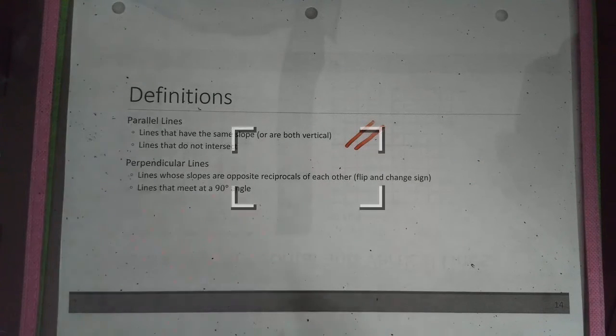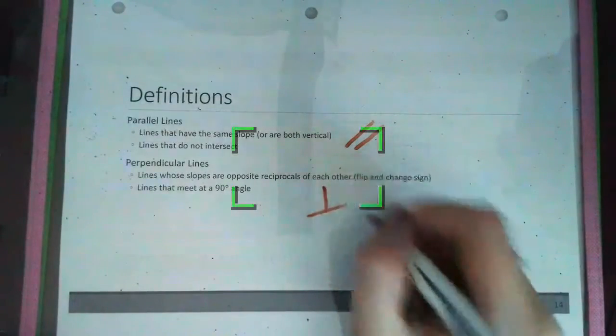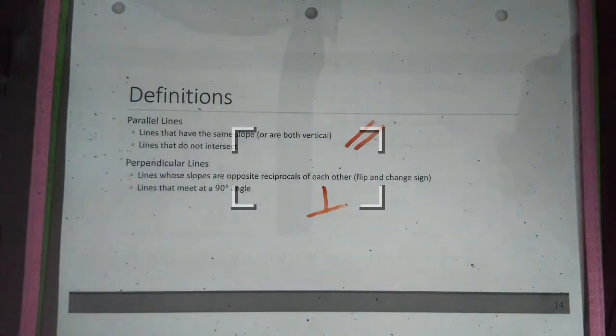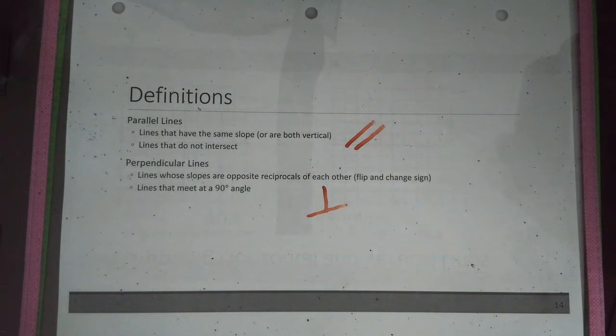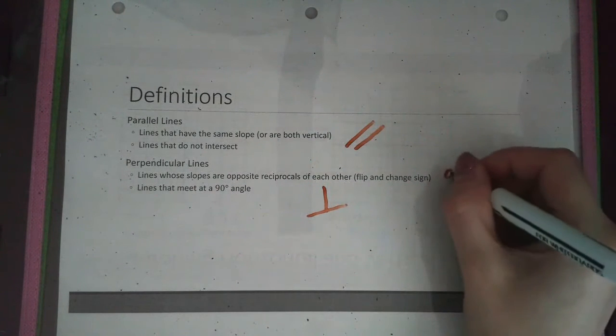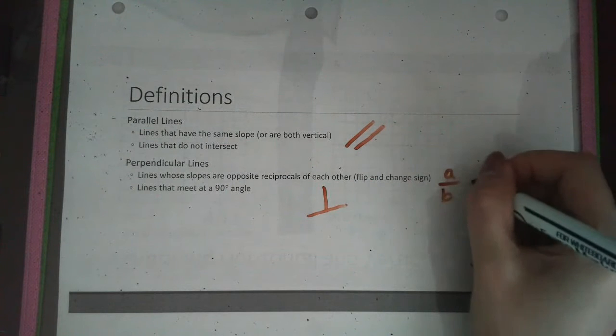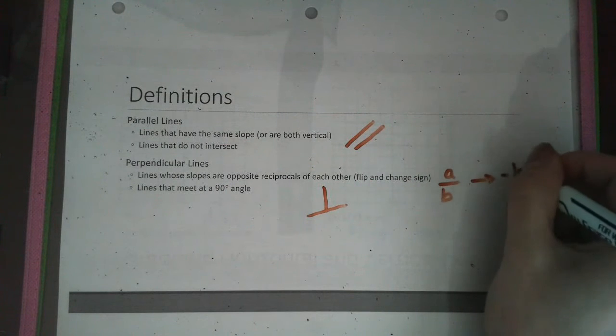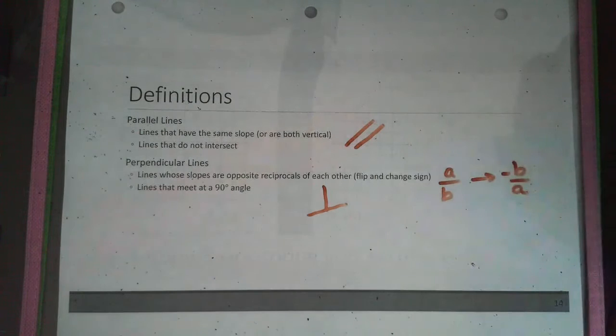Perpendicular lines, on the other hand, hopefully when you think perpendicular, you're thinking right angles. These are lines whose slopes are opposite reciprocals of each other. So for example, if one slope is a over b, then the opposite reciprocal of that is -b over a. So I think of this as flip the fraction, change the sign. So parallel lines have the same slope. Perpendicular lines have slopes that are opposite reciprocals of each other.